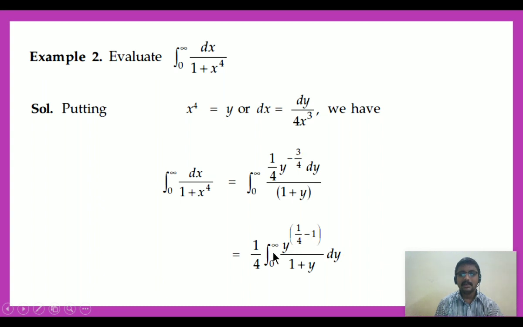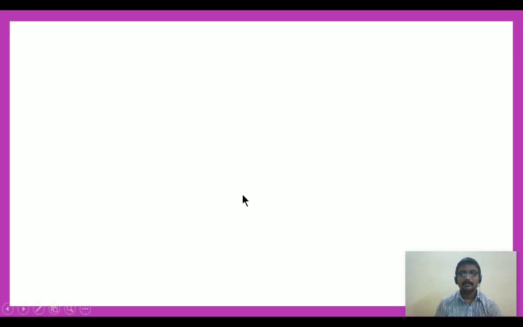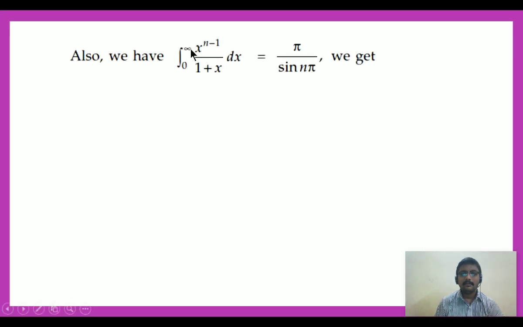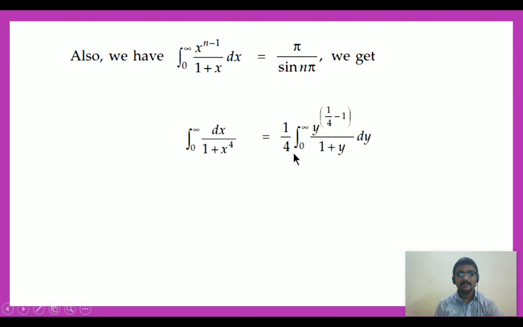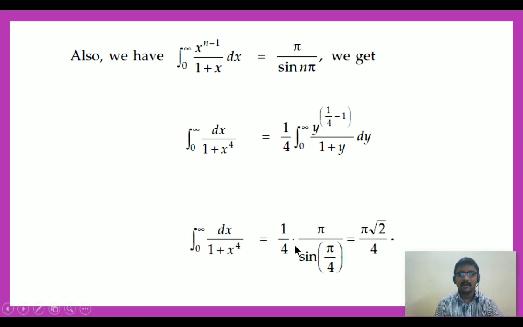Now it looks like integral of 0 to infinity x to the power of n minus 1 by 1 plus x dx is nothing but pi by sin n pi. Comparing with this formula, the above integral value becomes 1 by 4 integral of 0 to infinity y to the power of 1 by 4 minus 1 by 1 plus y dy. So here n takes the place of 1 by 4. Thus it becomes 1 by 4 constant pi by sin n pi.